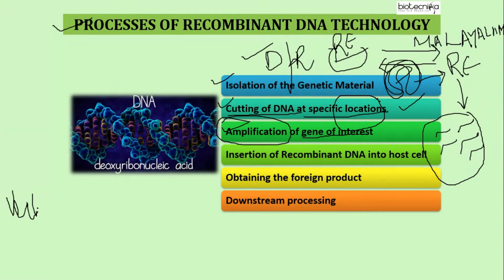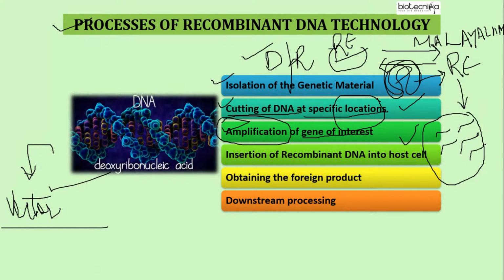Vector is what? Vector is the thing in which you will clone your gene of interest. So the same restriction enzyme you have to use to cleave this vector. So this restriction enzyme will cleave this vector in the same way that it has cleaved the DNA. So what will happen? Same ends will be generated. Now this DNA will be cloned in this vector.